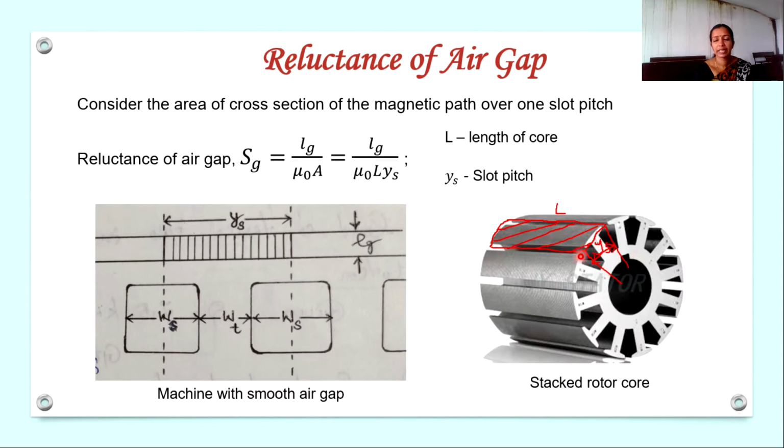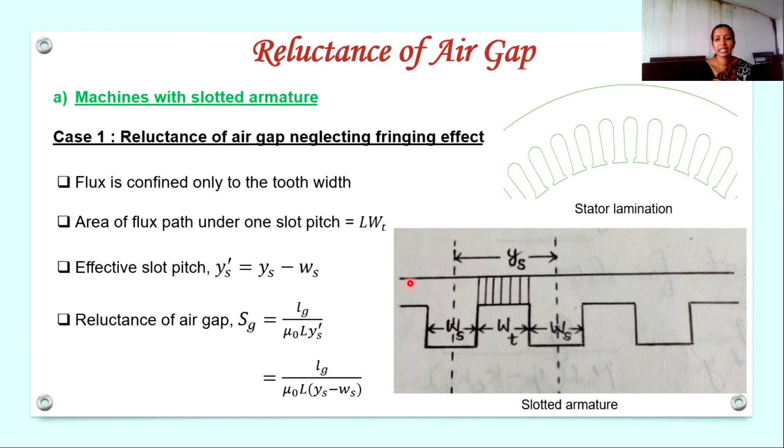So like this, the area of the air gap under one slot pitch is Ys into L, the length of the machine. Here Ys has reduced to Ys dash, so we have to consider Ys dash. So the area will be L into Ys dash, and Ys dash we have calculated as Ys minus Ws. So the reluctance of the air gap becomes Lg divided by mu 0 into L into (Ys minus Ws). This is the reluctance of the air gap with a slotted armature, neglecting the fringing effect.